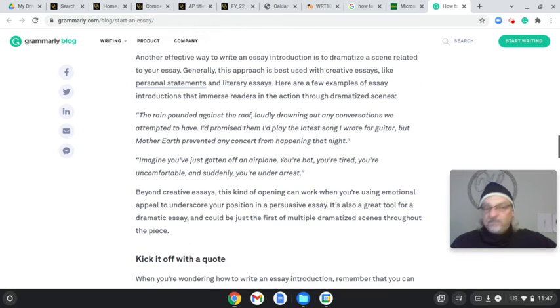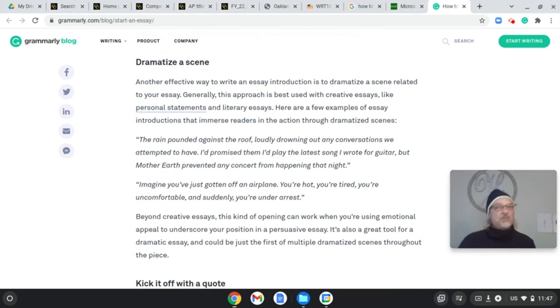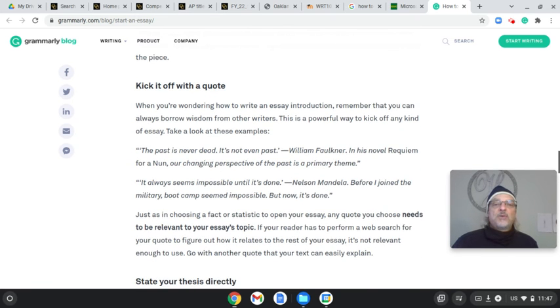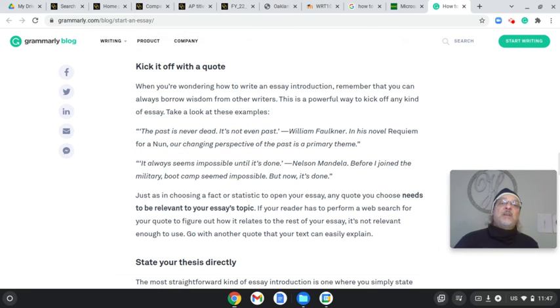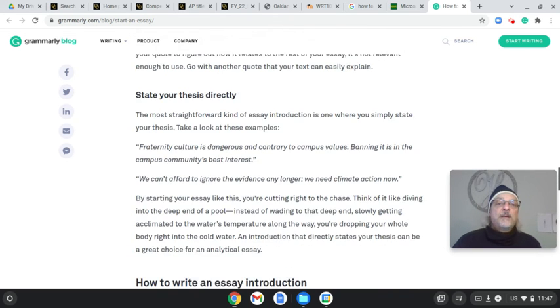Dramatize a scene. A little more difficult, perhaps, since we're not talking about introducing a novel or whatever, but you can use narrative and story to bring your audience into the particular topic, especially if your topic has a lot to do with emotion or the heart or life and death, stuff like that. Bring them into a situation. Of course, you can kick it off with a quote, though I wouldn't say it's the old standard. But also make sure that you contextualize that quote, explain what it's doing and how you're using it.